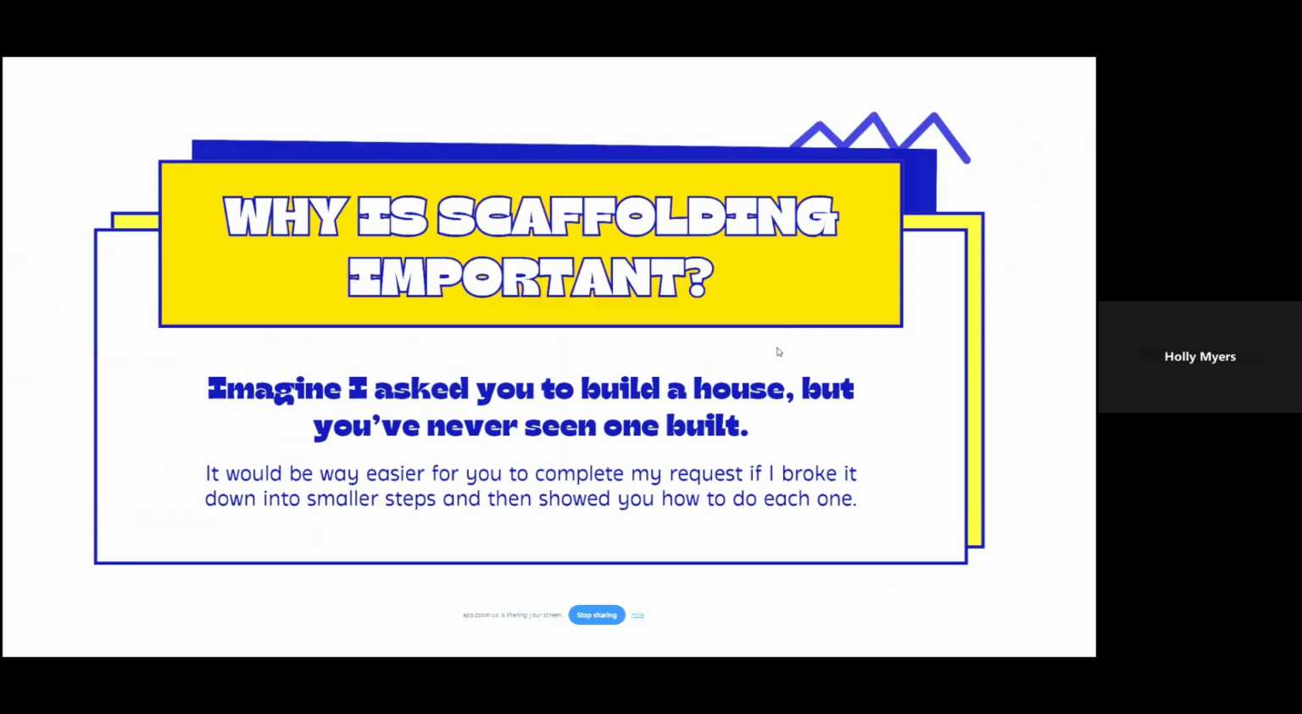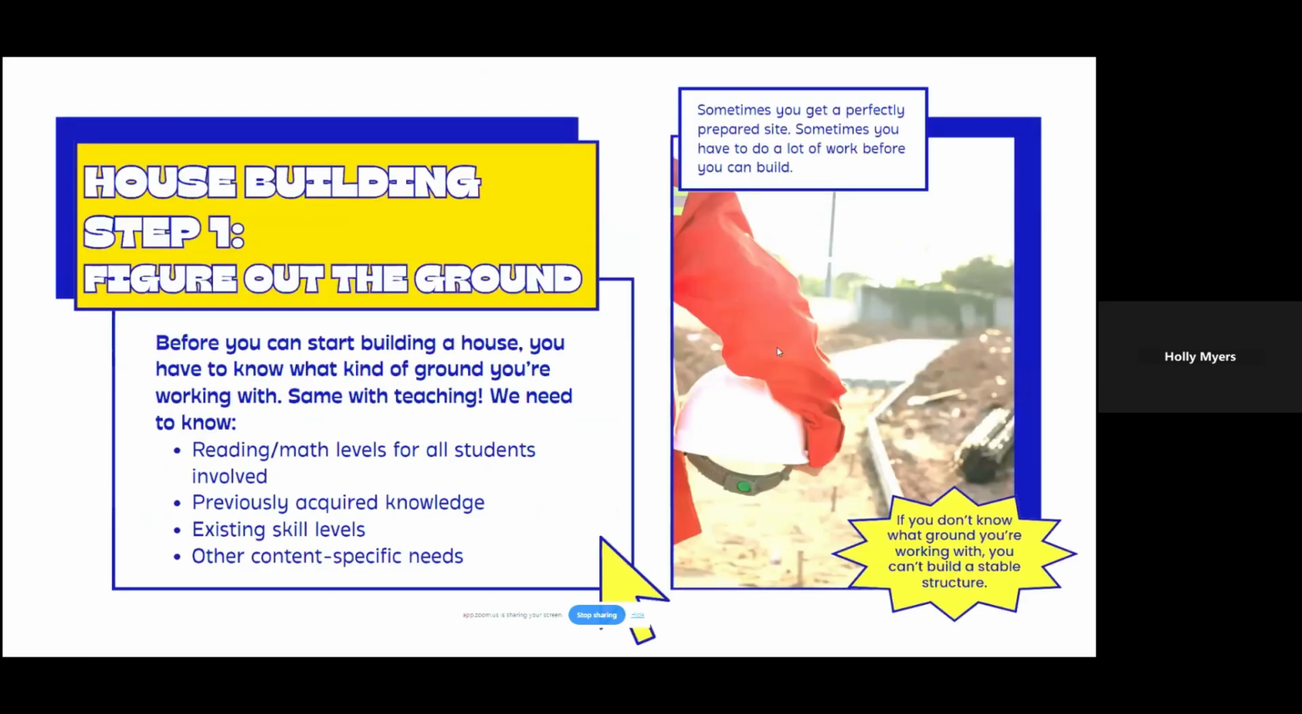So we're going to learn how to build a house. Actually, please do not use this as construction advice. It is not. But step one, you have got to figure out the ground. Especially the construction I was in, we did foundation repair. If you build on bad ground, your entire thing is going to collapse. So we have to figure out what ground we're working with. This is going to be finding out your reading or math levels for all your kids.